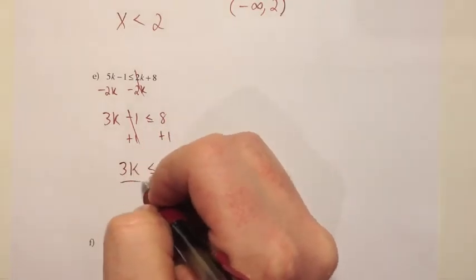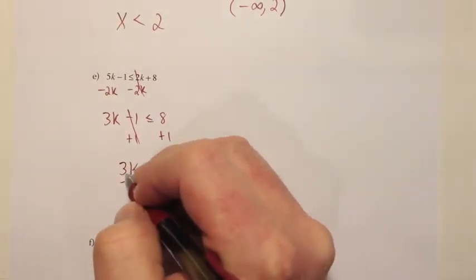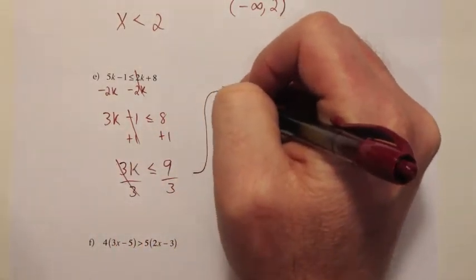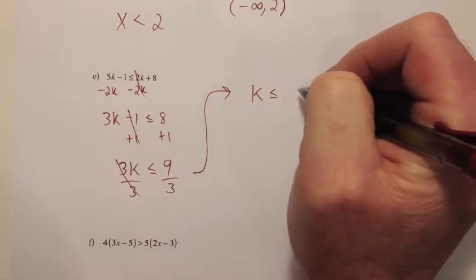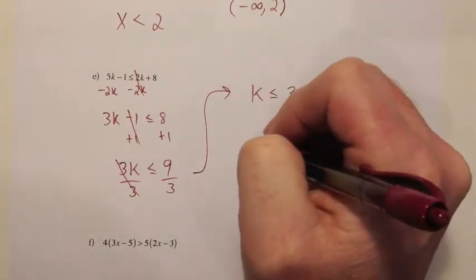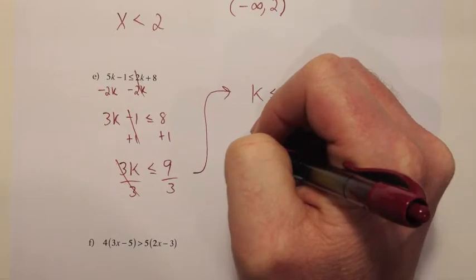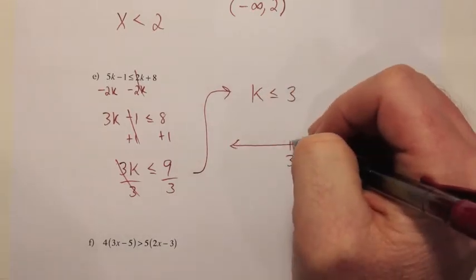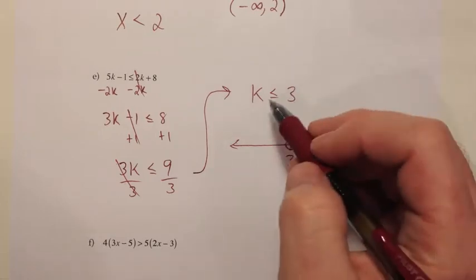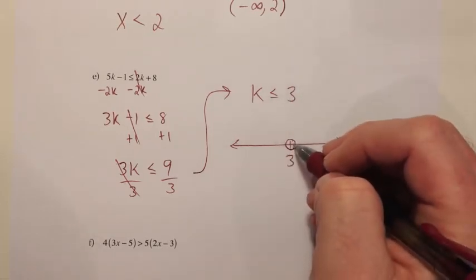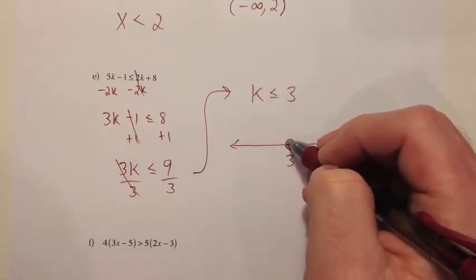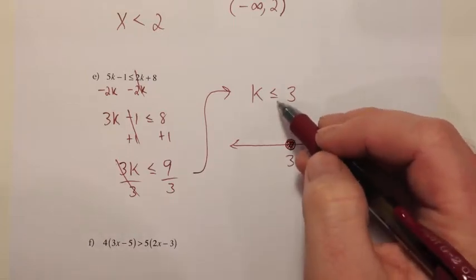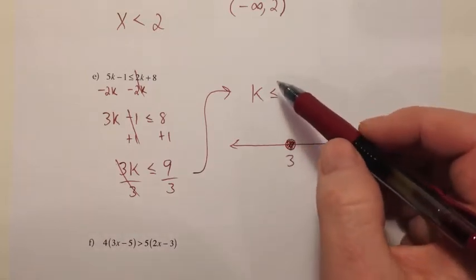3 is connected by multiplication. Get rid of it by division. And it looks like k would be less than or equal to 3. And then the graph of that, I would do my number line, I would put 3 in the middle. You could start with an open circle if you want, but because this says or equal to, we're going to close that circle in. That's the way we show that the 3 is included as part of our solution.